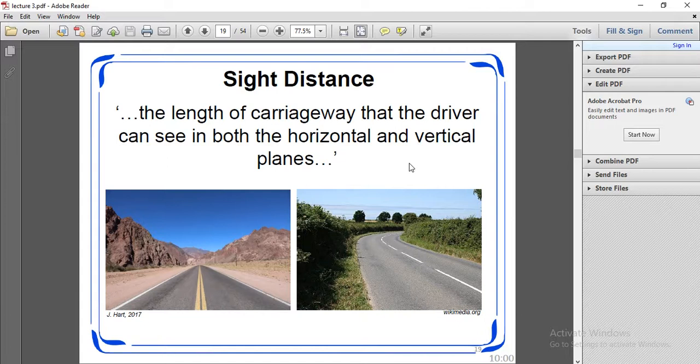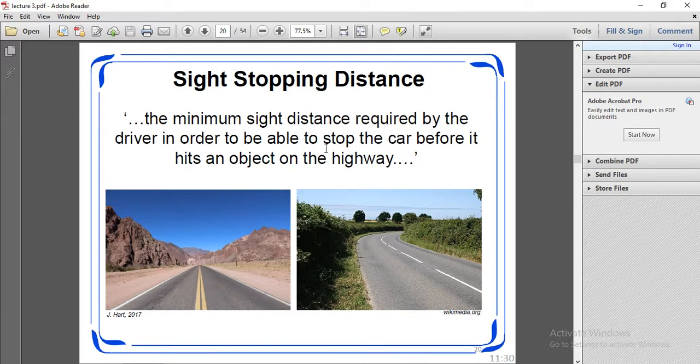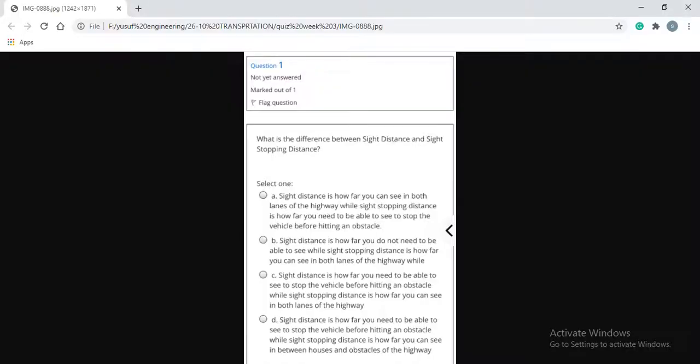Then sight distance. What is sight distance? Sorry, this was the sight distance. We need to find sight stopping distance now. This is the sight stopping distance: the minimum sight distance required by the driver in order to be able to stop the car before it hits an object on the highway. So the correct option here it is.